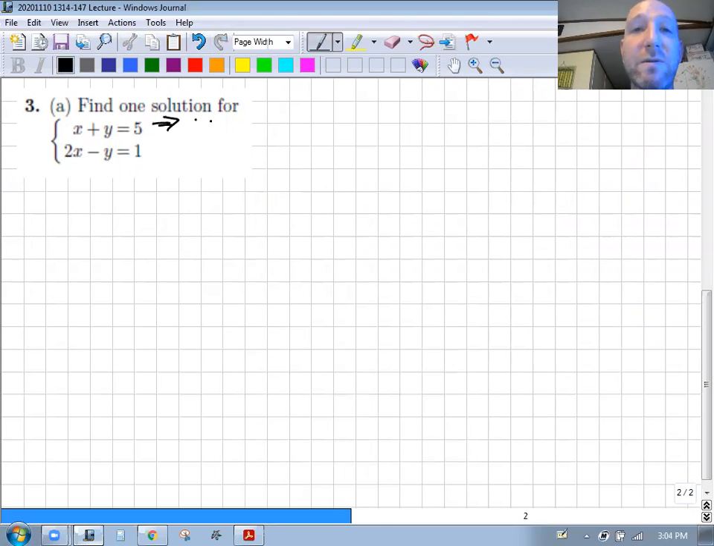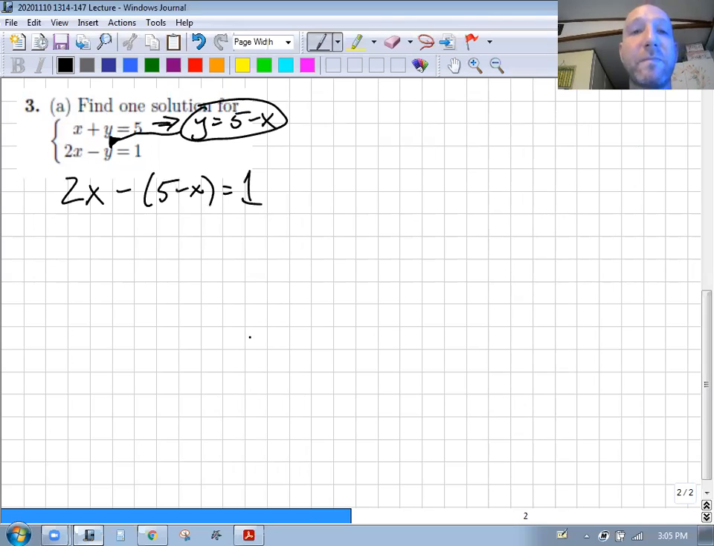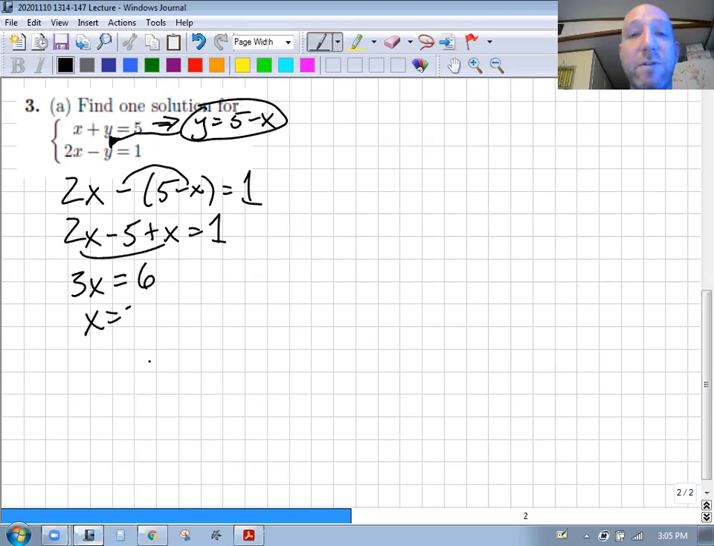Again, we saw that this said y equals 5 minus x. Take what y is here and plug it into the second equation. So you'd have 2x minus (5 minus x) equals 1. Got to be careful because you've got a minus here, right? We're replacing y with 5 minus x. So we get 2x minus 5, a minus minus is a plus x. 2x and x is 3x. Add 5 to both sides, you get 6. We got x equals 2.